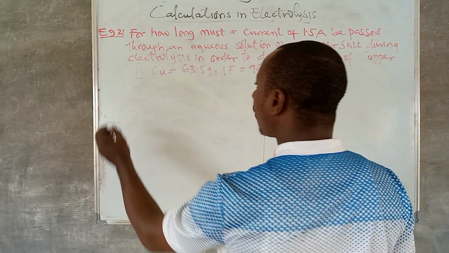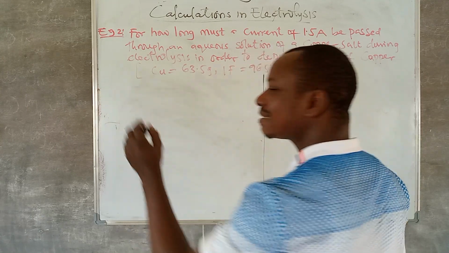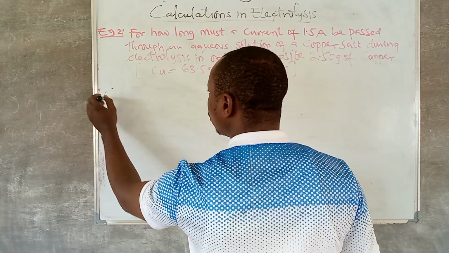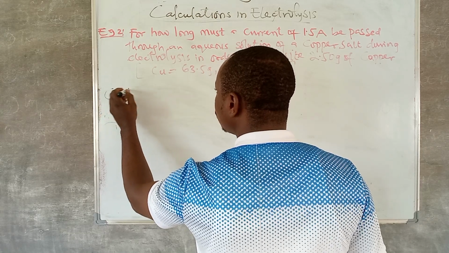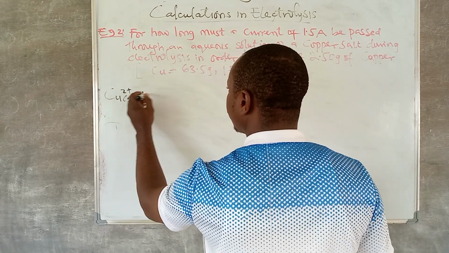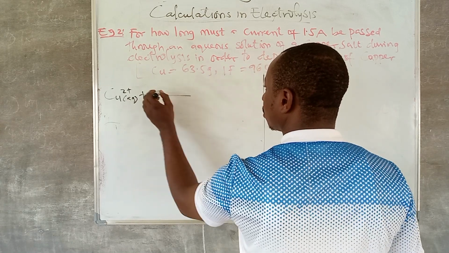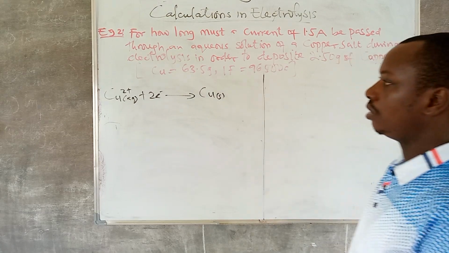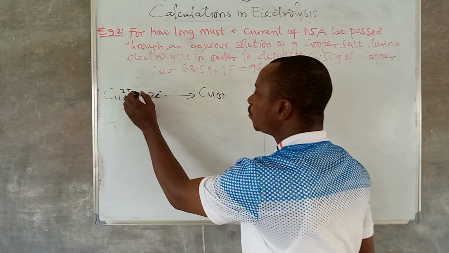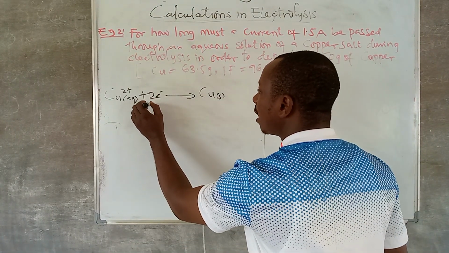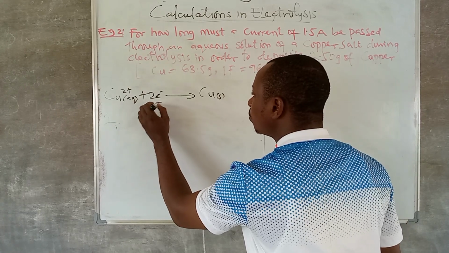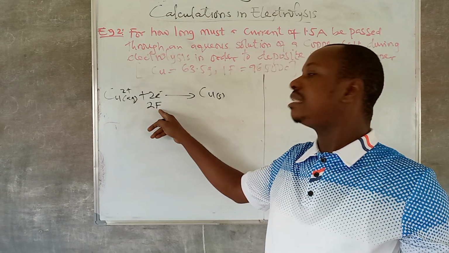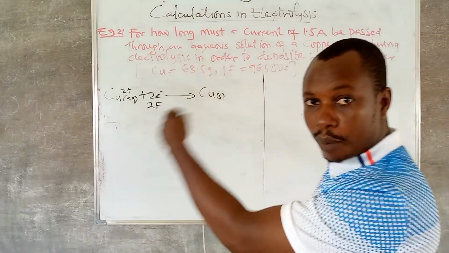And of which you know that copper is a divalent element. That is to say that the reaction at the cathode will be Cu2+ plus 2 electrons gives you the deposited copper solid. So from here now, it is quite obvious that these two electrons is equivalent to 2 Faradays, which means 1 mole of copper deposited by 2 Faradays. But we'll come back to this.